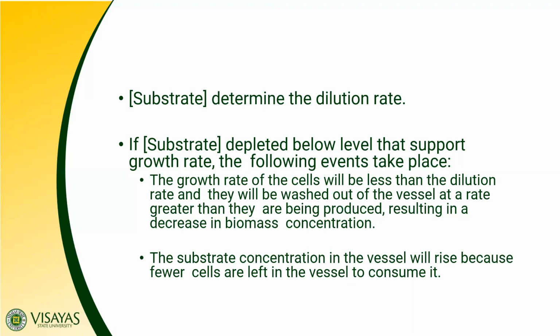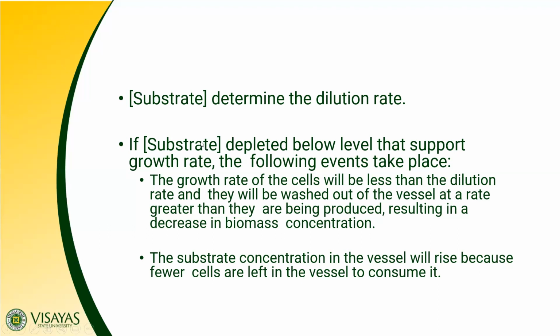Now again, if the substrate concentration is already exhausted below the level, what happens to the growth rate? There is a decrease of the growth rate from the maximum growth rate. So the cells will be washed out. The growth rate of the cells will be less than the dilution rate, and they will be washed out of the vessel at a rate greater than they are being produced. Because of that, there is a decrease in biomass concentration.